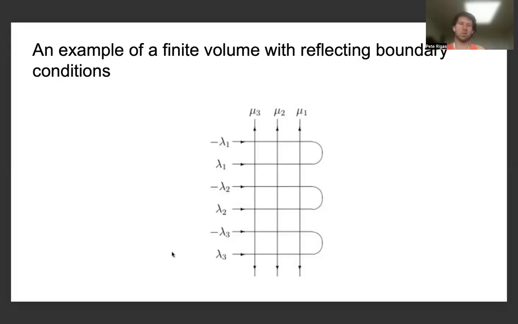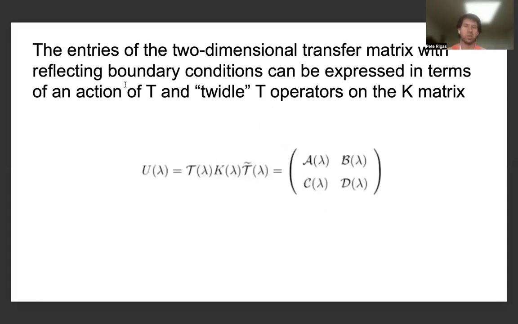So this is exhibiting one potential type of characteristic of the reflecting boundary conditions and how these boundary conditions can be enforced in finite volume. And this is also going to relate to another example of a finite volume and how the boundary conditions can be enforced with a reflecting edge that informs how the quantum monodromy matrix and the transfer matrices can be used to study a different class of boundary conditions for the six-vertex model. And so the entries of the two-dimensional transfer matrix with reflecting boundary conditions can be expressed in terms of an action of a T and a twiddle T operators on the K matrix.